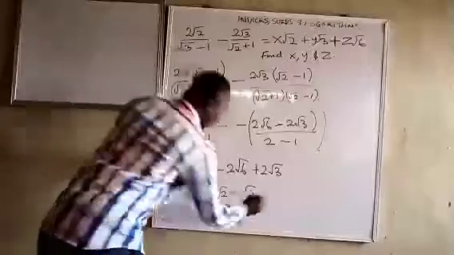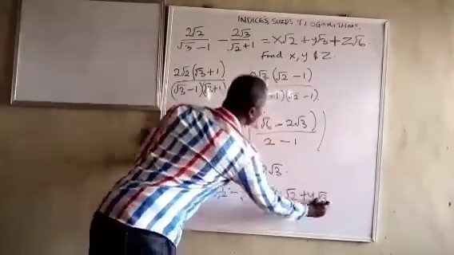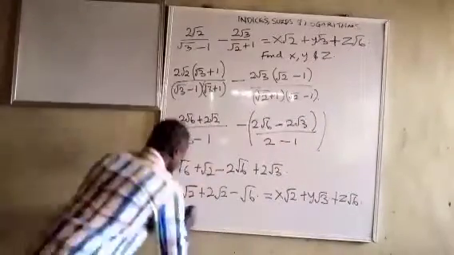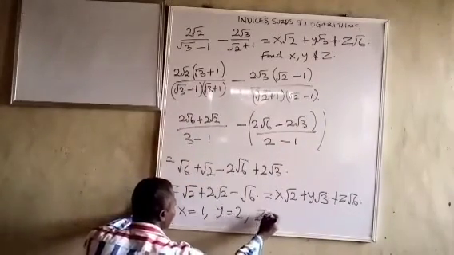So if you compare it to that one, x root 2 plus y root 3 plus z root 6, you will realize that if you compare everything, x is equal to 1, y is equal to 2, z is equal to minus 1.